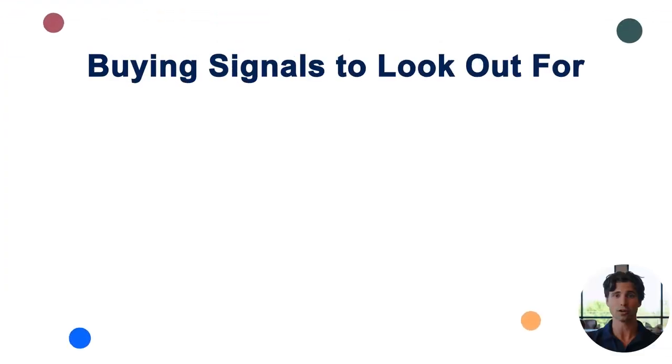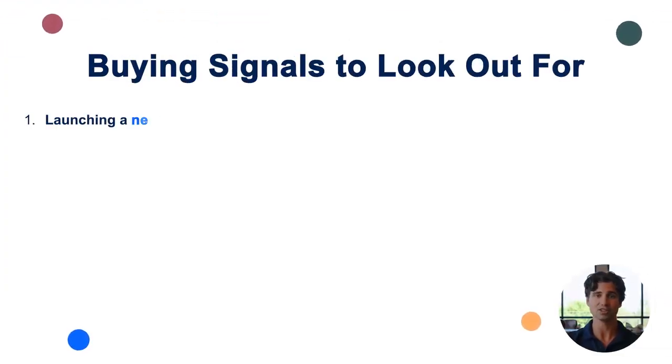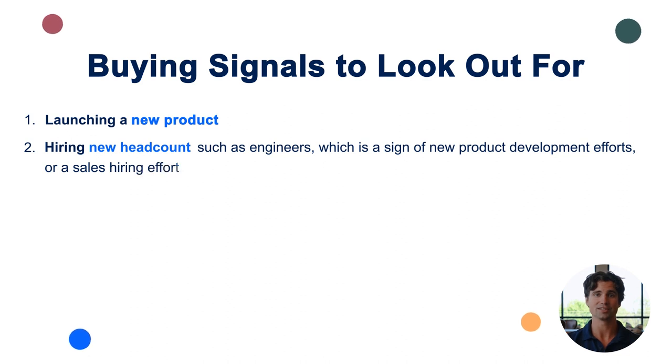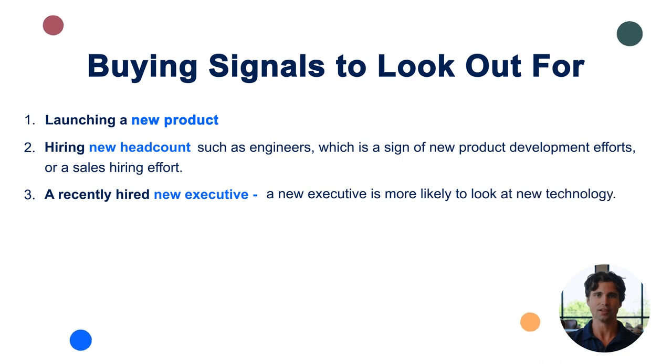Some buying signals you're going to want to look out for is when a company is launching a new product. They're hiring new headcount, such as engineers, which is a sign of new product development efforts, or a sales hiring effort, which is a sign that they are planning to grow their sales force and grow their company and their revenue. Another one is a recently hired new executive. A new executive is more likely to look at new technology. They're going to want to make changes to feel like they're really making a name for themselves in the organization.